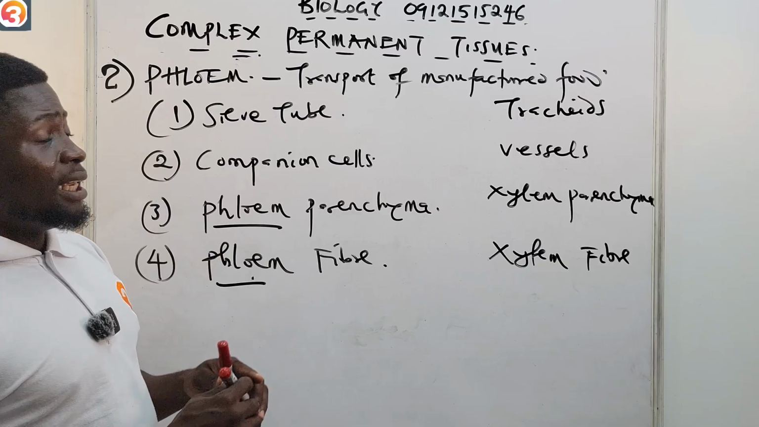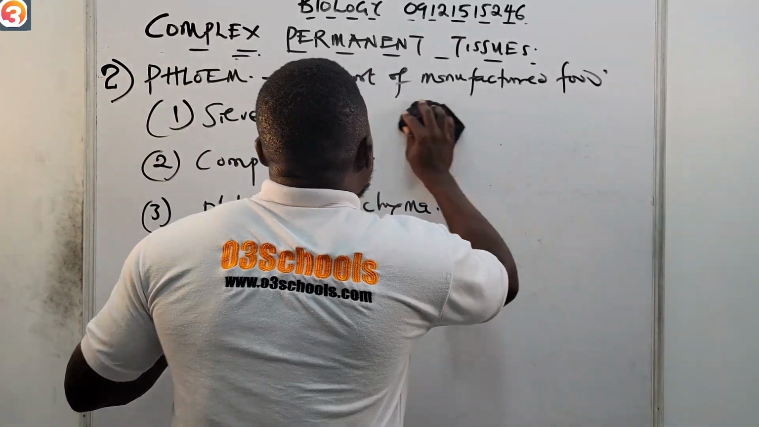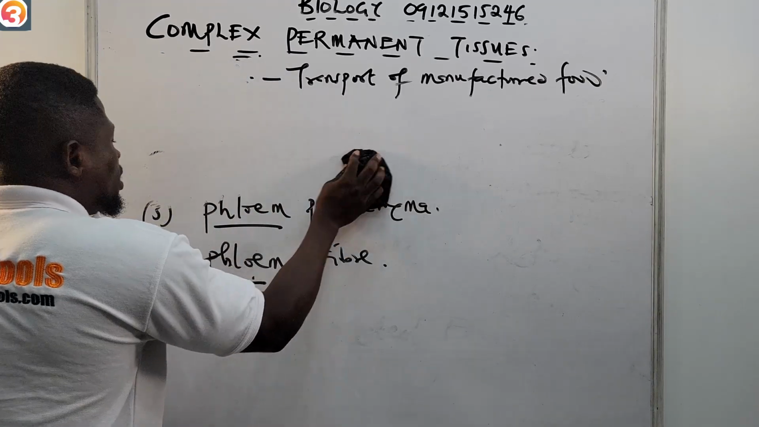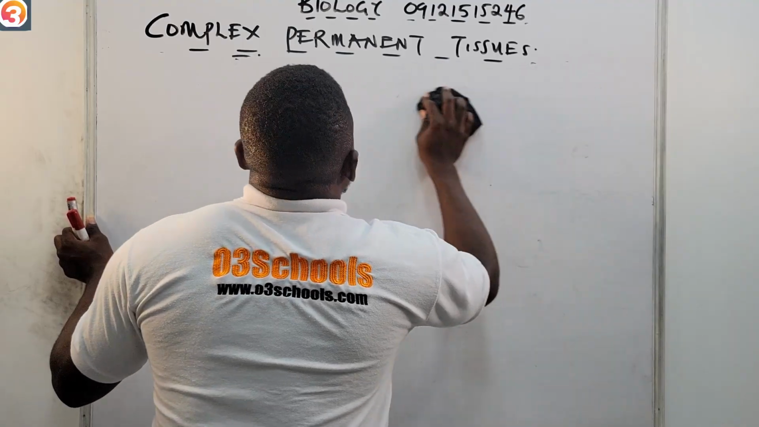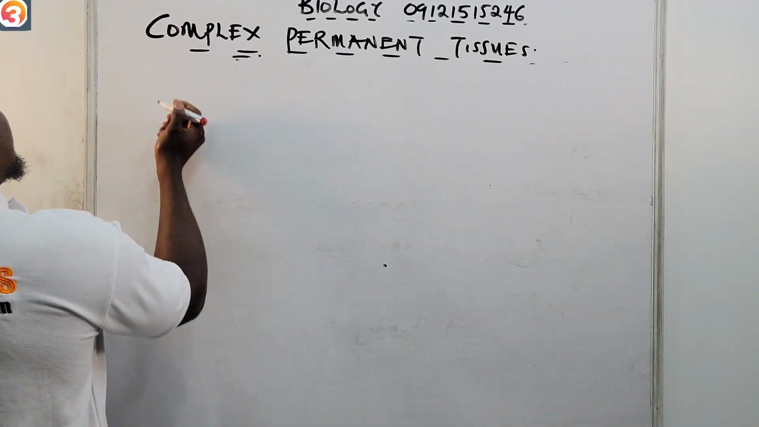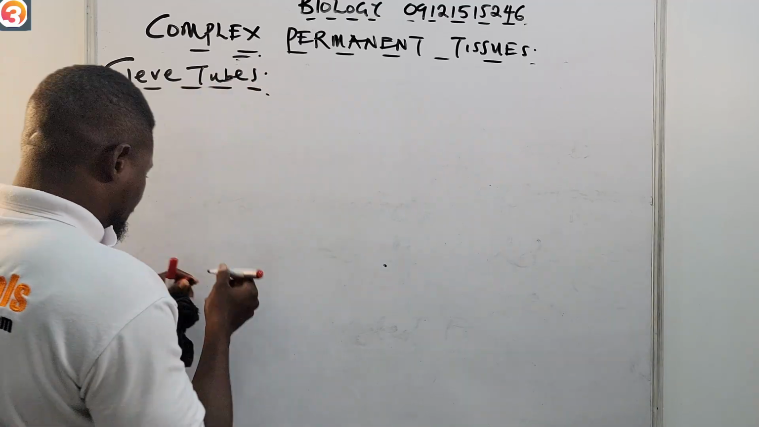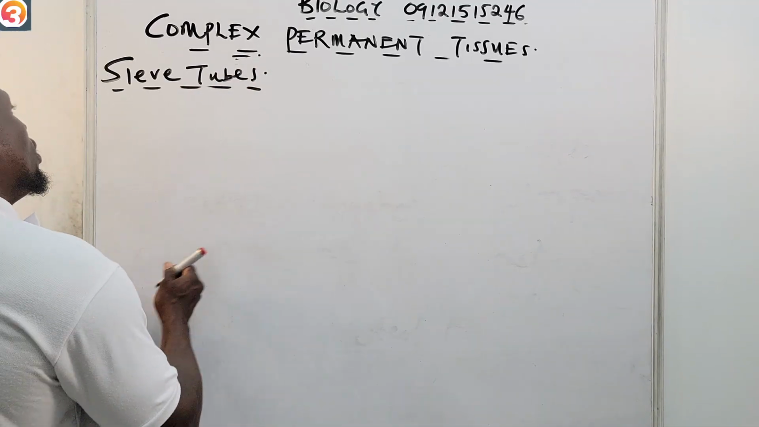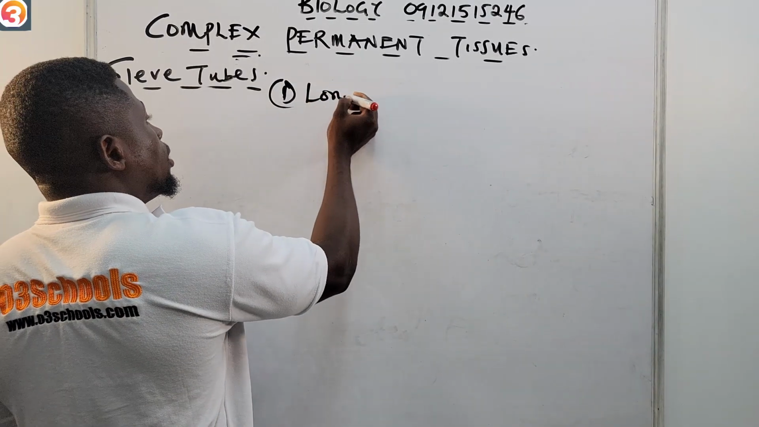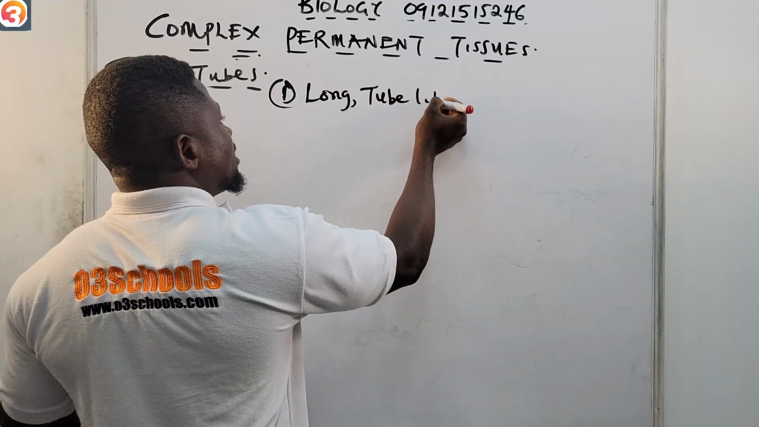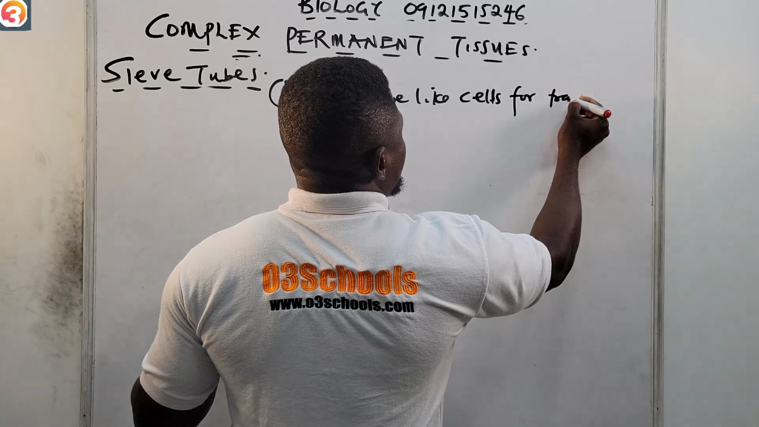So let us quickly take the characteristics of the components of the phloem one after the other, like we did for the xylem. Let us see the characteristics of the phloem components. Number 1, the sieve tubes. For the sieve tubes, number one, they possess long tube-like cells for transporting food.